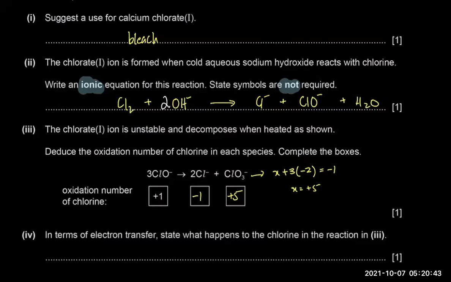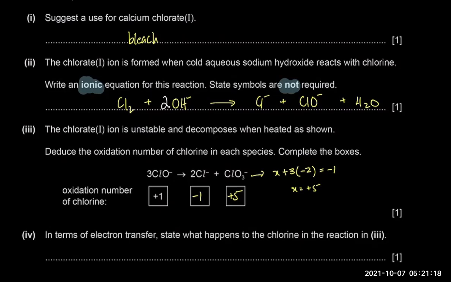In terms of electron transfer, state what happens to the chlorine in the reaction in part 3. So in this particular reaction, what's happening to the chlorine in terms of electron transfer? Gains and loses electrons, right? Disproportionation, the same reactant undergoes reduction and oxidation. It's not the same chlorine atom that gains and loses electrons.